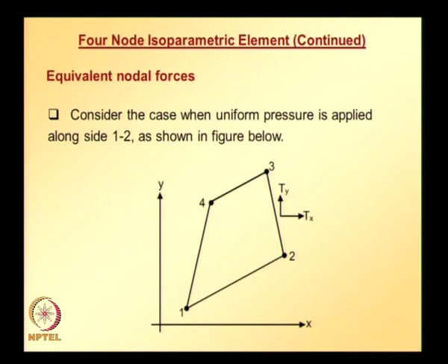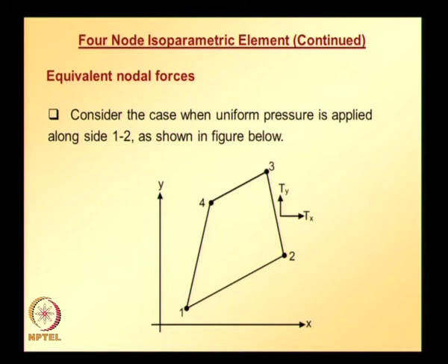So, now assuming uniform pressure is applied along side 1 2, we should also note that along side 1 2 the shape functions of nodes 3 and 4 are 0. Along this side, the shape functions N1 and N2 are the only ones which are non-zero, and N3 and N4 are 0.